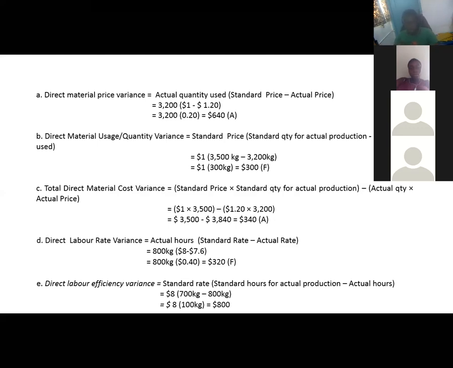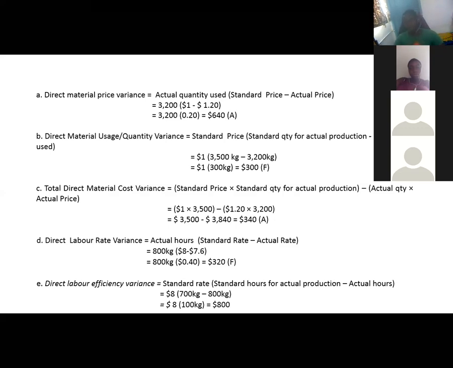Let's move on to C. For C, it's very easy, quite easy, because now they're asking you to calculate the total direct material cost variance. The total. There are two ways of going about this. Let's go for this method, after which I will also teach you a very simple method of going about it, which is very simple compared to this one. But let's go by this first.